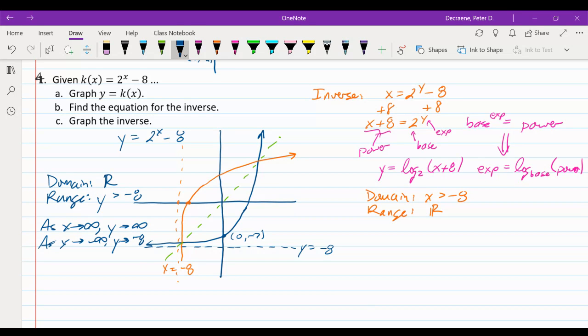On this one, as x goes to infinity, y goes to infinity. As x goes to -8 from the right, y goes to negative infinity. As x goes to negative infinity, y doesn't exist because there's no graph over here on the left for the orange graph.